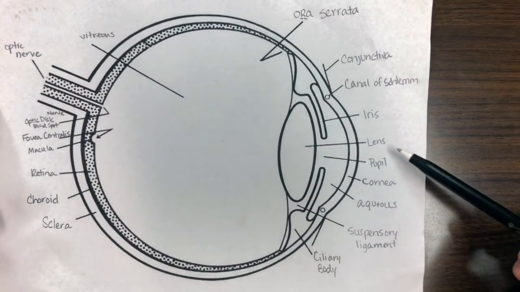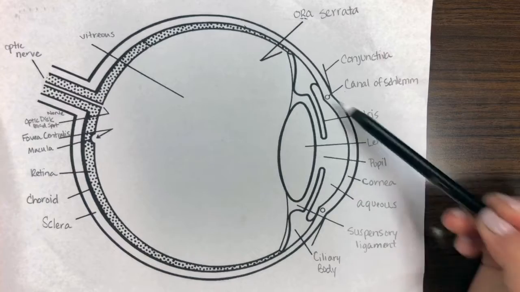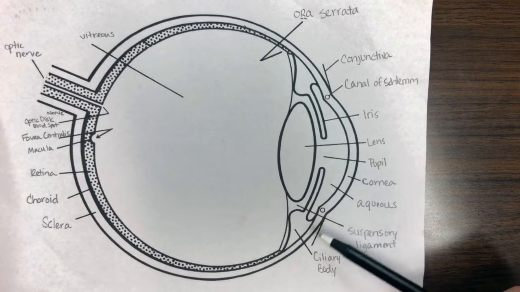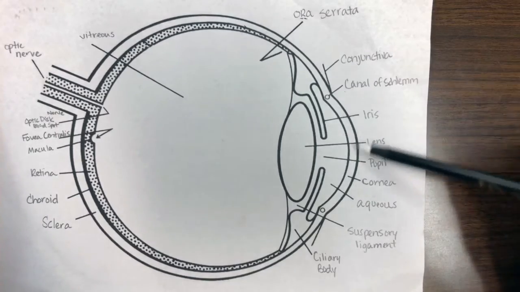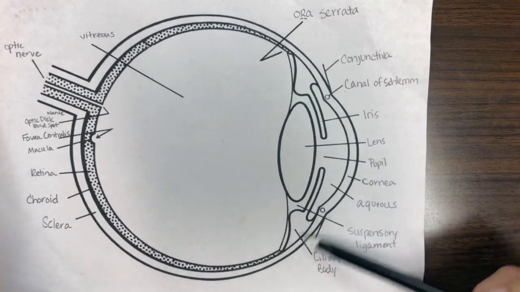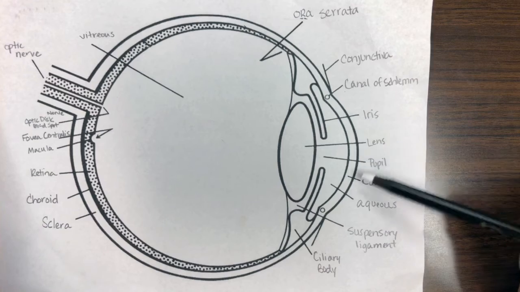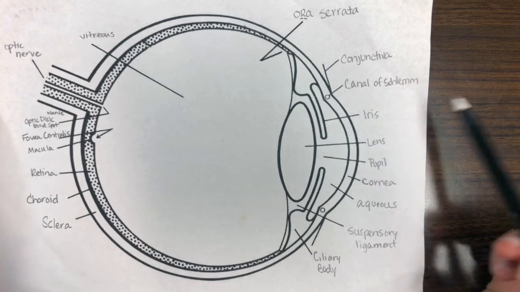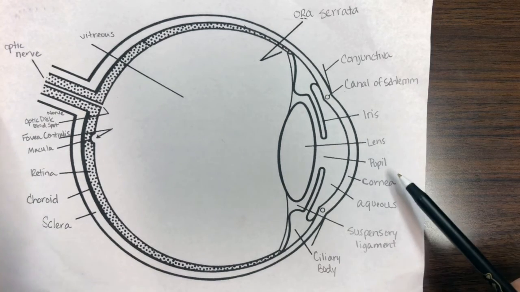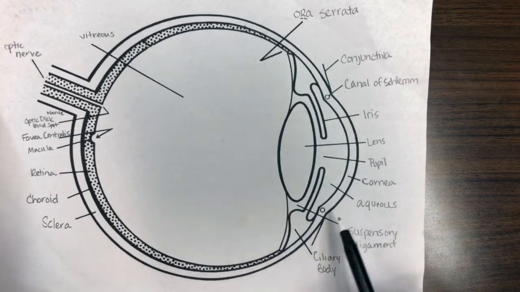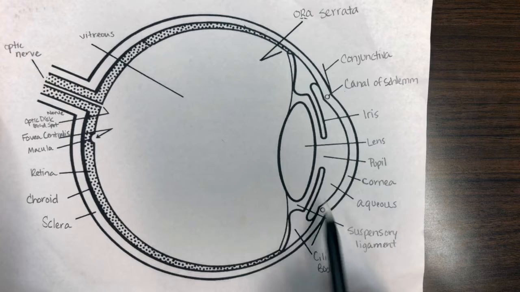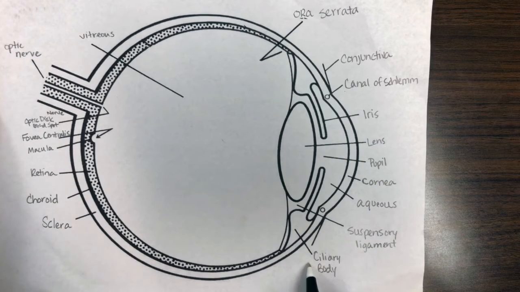So, starting with the cornea, it is a protective, transparent layer of the eye. It's on the outermost anterior front area of the eye. It will protect the lens, the pupil, and the aqueous humor inside of the anterior chamber in front of the lens.